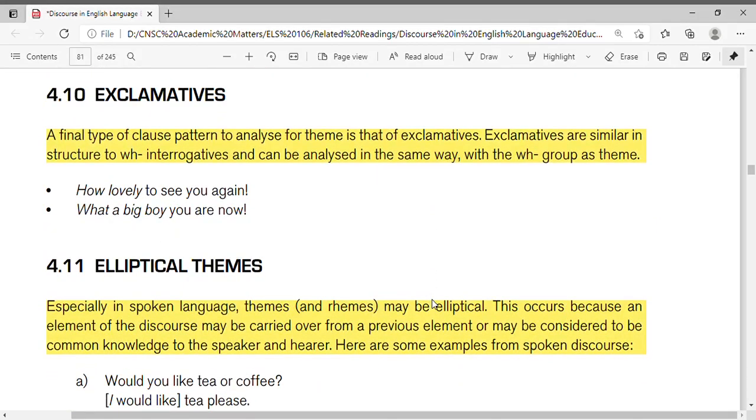A final type of clause pattern to analyze for theme is that of exclamatives. Exclamatives are similar in structure to WH interrogatives and can be analyzed in the same way, with the WH group as theme. So here, it's almost the same. You have the WH element together with the group or the nominal group. So, how lovely, what a big boy. These two are now considered as themes.